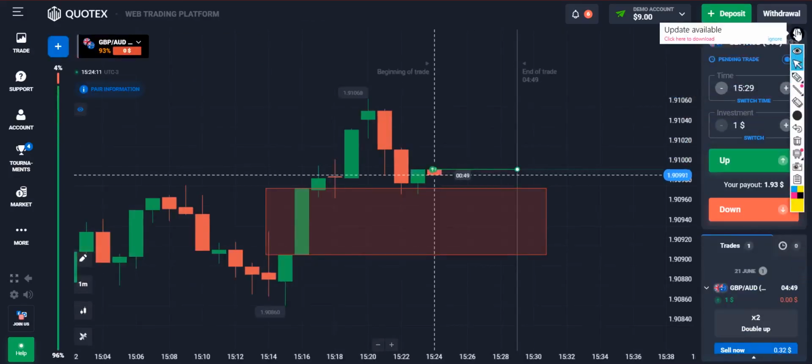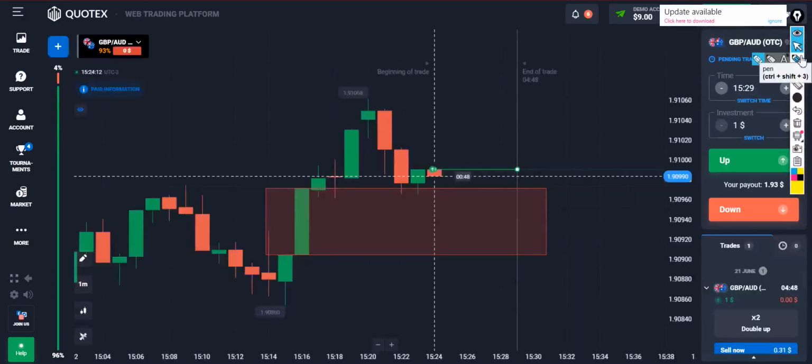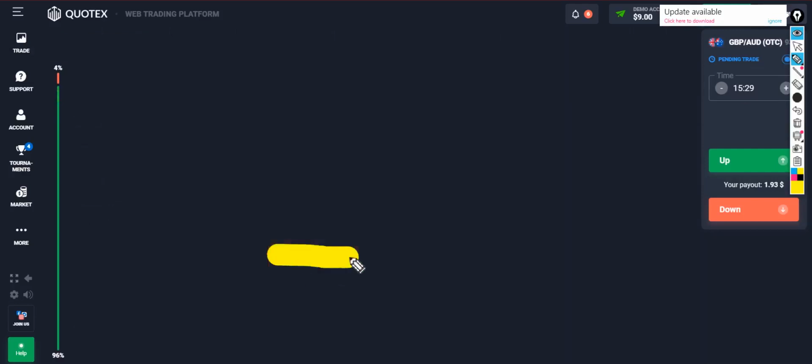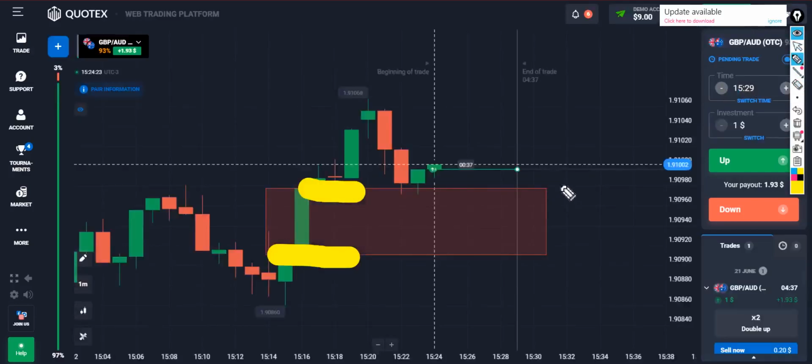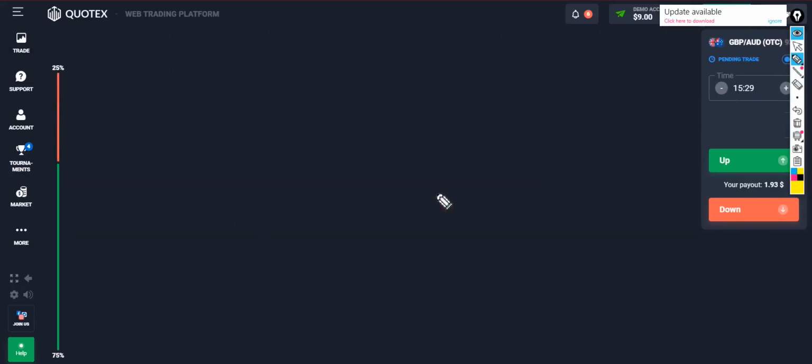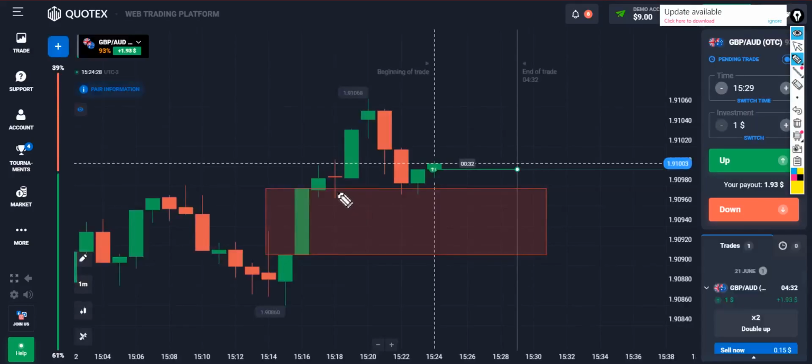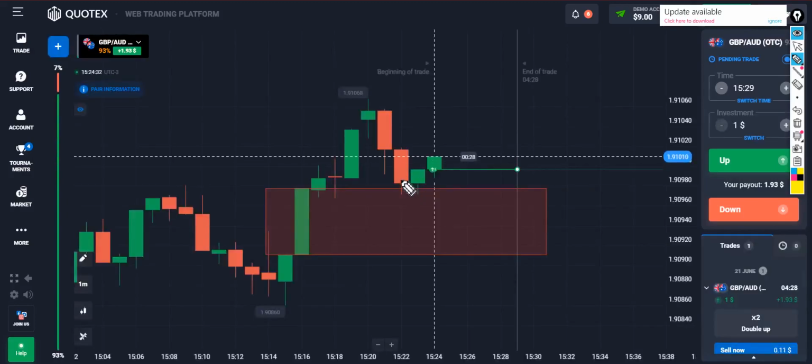Let me share with you my thinking of why I took this trade. First of all, this is a fair value gap which starts from here and goes to here. Then, as you can see, this red candle went to the fair value gap area and then swept the liquidity from here.